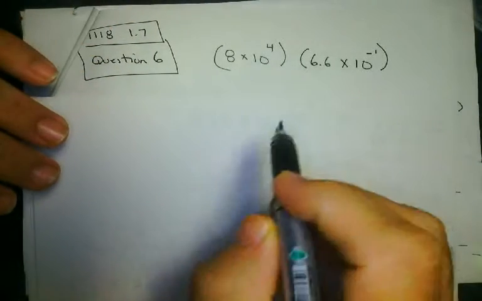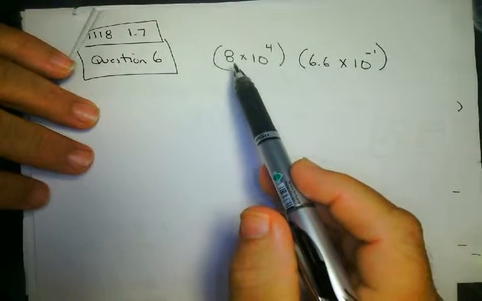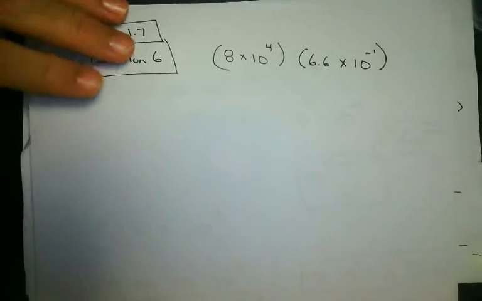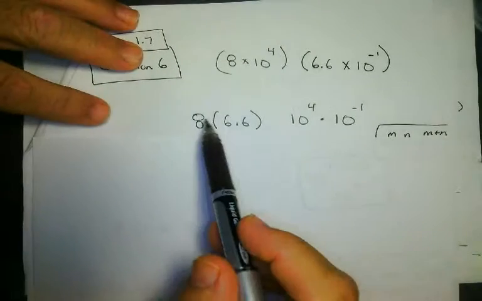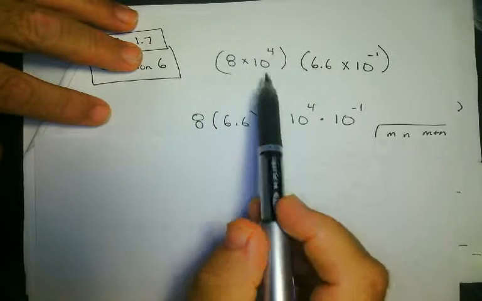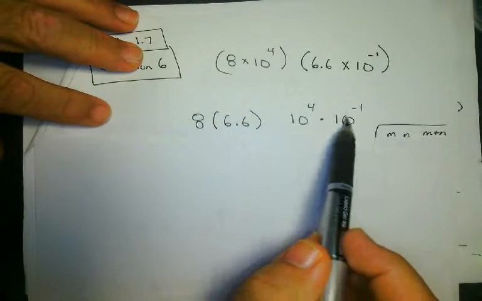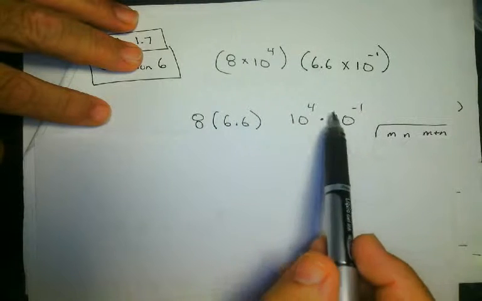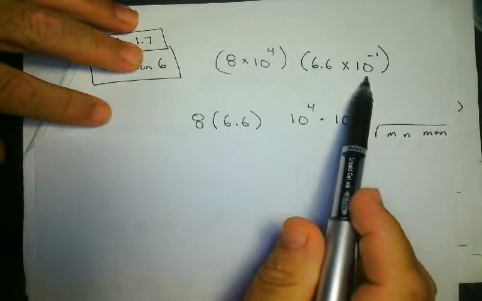I want us to write this in scientific notation. I'm going to go ahead and multiply 8 times 6.6 using my calculator. I'm going to go ahead and group these together. I'm going to use 8 times 6.6, and then I'm going to group the 10 to the 4th times 10 to the negative 1 over here.